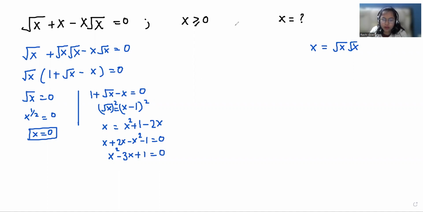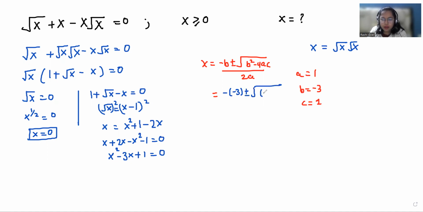So we can use the quadratic formula here, that is x is equal to minus b plus minus under root b square minus 4ac upon 2a. Here a is 1, b is minus 3 and c is 1. So minus of minus 3 plus minus under root minus 3 square minus 4 times 1 times 1 by 2 times 1.